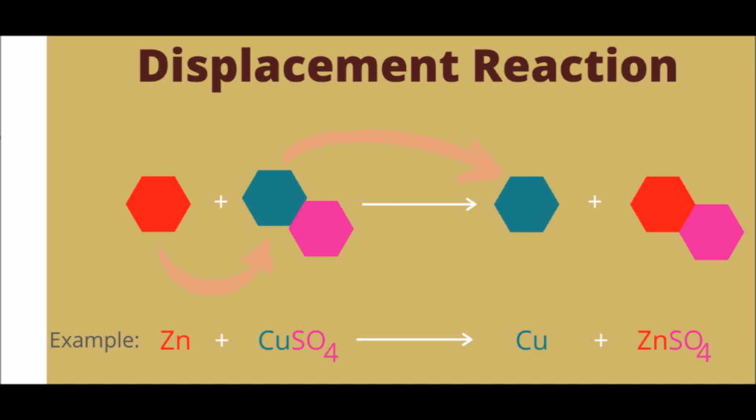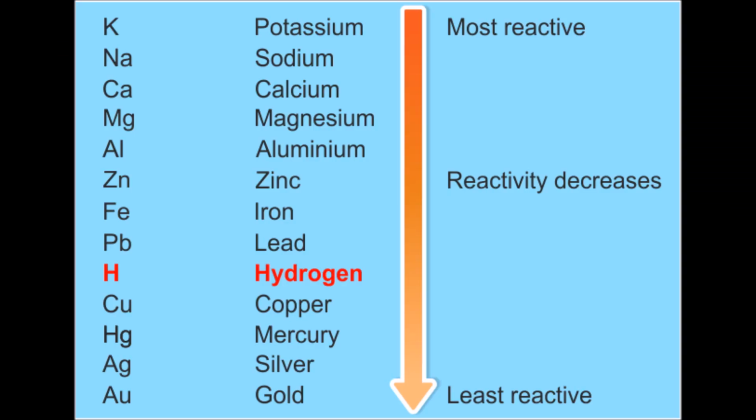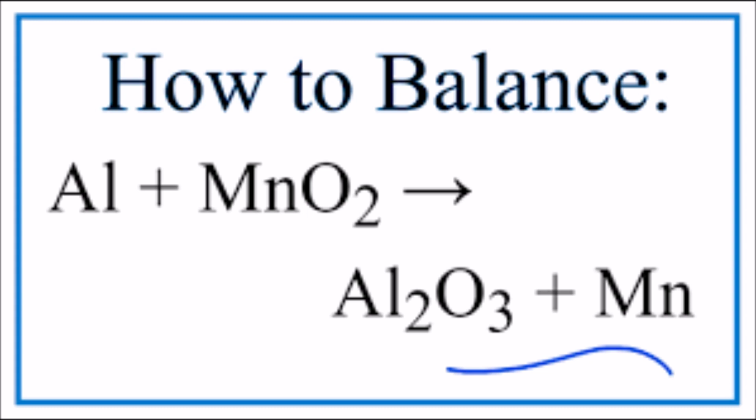The highly reactive metals such as sodium, calcium, aluminium, etc. are used as reducing agents because they displace metals of low reactivity from their compounds. For example, when manganese dioxide is heated with aluminium powder, it forms manganese along with aluminium oxide with an exorbitant amount of heat.